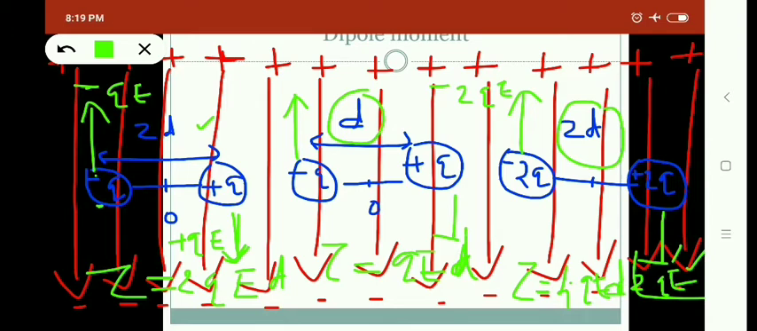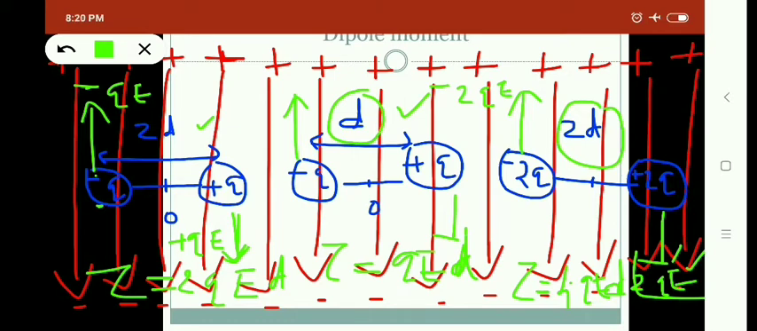So we have three dipoles and the torque acting on them will be different, because the effectiveness of the torque depends upon the magnitude of the charges as well as the distance between them. For the second dipole, we have decreased the distance, so the torque also decreased. Initially the torque was 2QED. When the distance was halved, the torque became QED.